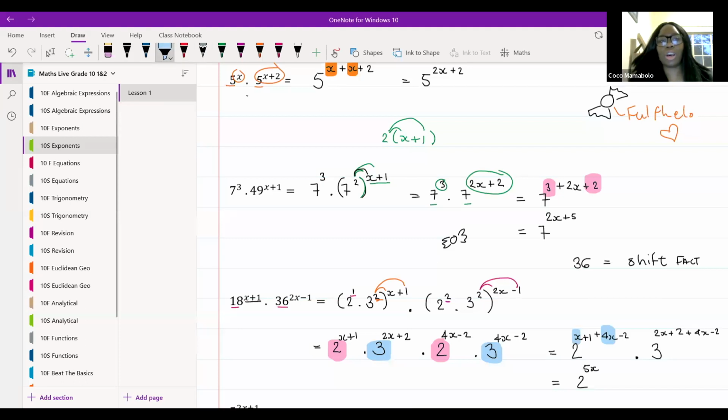And then I've got plus 1 minus 2. That's going to give me negative 1. Times 3 to the power of, now I've got 2x plus 4x will give me 6x. And then 2 minus 2 will give me 0, so I don't have to write that one.